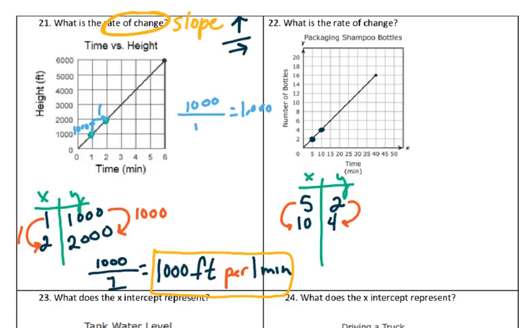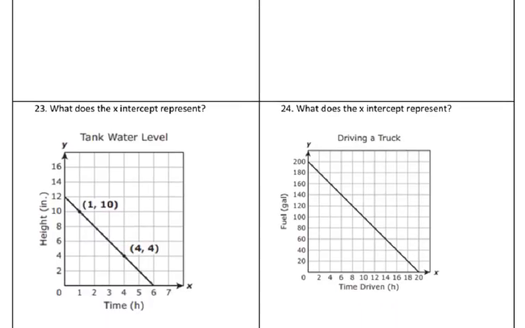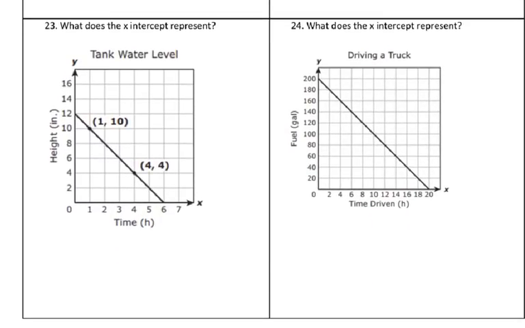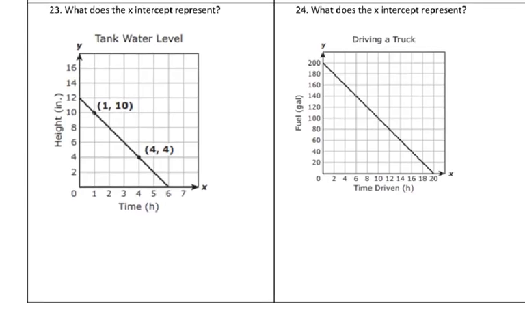Last ones, 23 and 24. All right, 23. It says, what does the x-intercept represent? So we didn't really go through this a whole lot in the chapter, but it's common sense. It's not that difficult. So it says here, the x-intercept. What does the x-intercept represent?